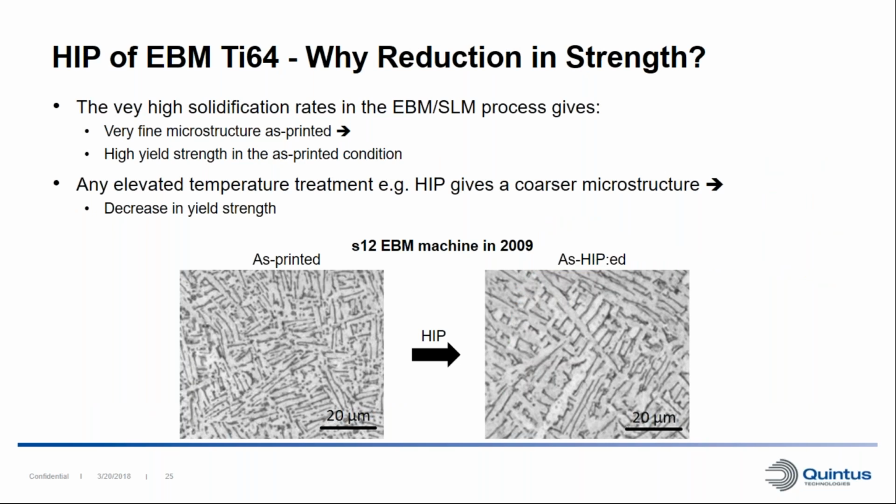And why do we get this reduction in strength when we're doing the hipping? In the EBM or SLM process, we have very high solidification rates, and this gives us a very fine microstructure in the as-printed condition. This very fine microstructure gives us quite high strength. And any elevated temperature processing after the printing, for example hipping, will give you a coarser microstructure because of the elevated temperature over a certain time. And this will give us a decrease in strength. We can see an example here. We have as-printed Ti-6Al-4V material, and for the same type of material that has been hipped, we can see that we get a coarsening of the microstructure.